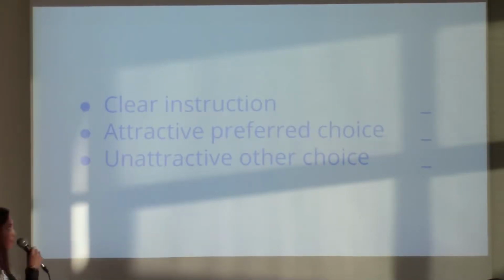Now, how do you go about doing that? The first is to provide a clear instruction. The second is to make the preferred choice, the correct choice, more visually attractive. And also, on the other hand, to make the not preferred choice, meaning in this case to proceed to the website, less attractive.